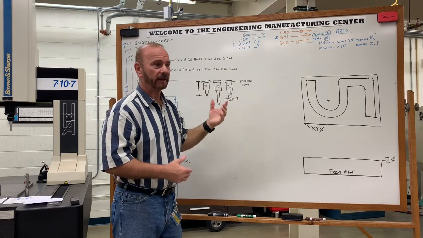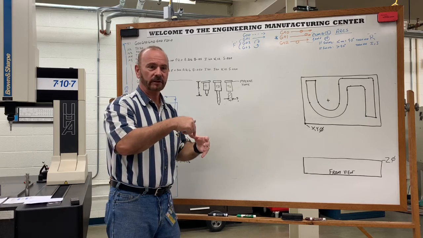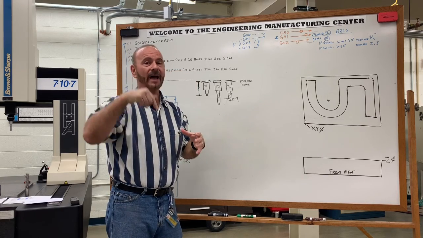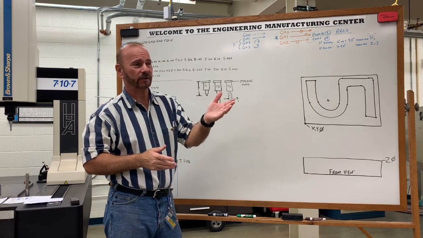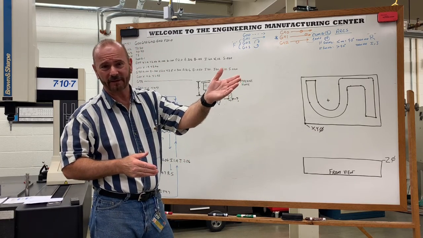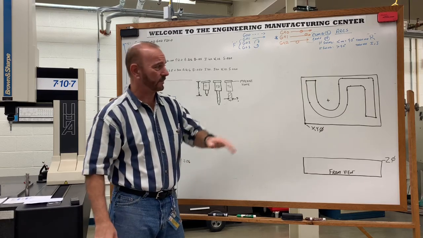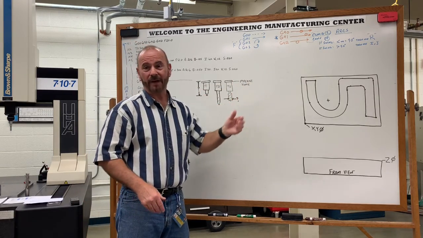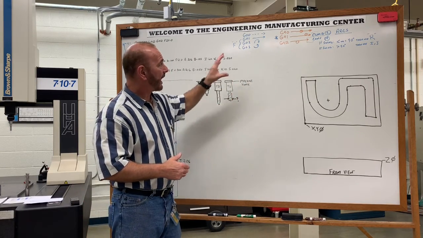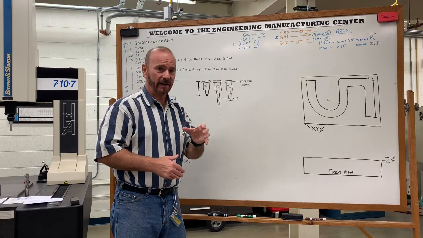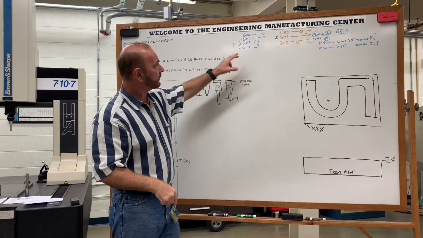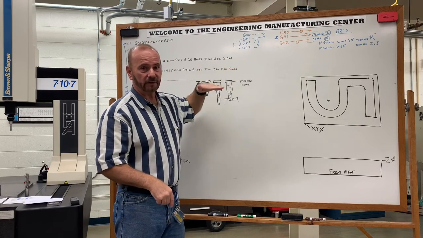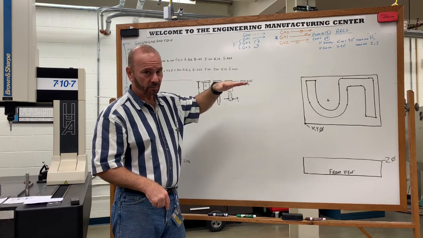G00 is rapid, and like I said, that moves the machine tool as fast as it can possibly go, and that varies depending on the machine. We have machines in this machine shop that can move just about 110 inches a minute, 590 inches a minute. Our lathe over there hits a little over 1,000 inches a minute. That is when the tool is not engaged in the material and you're just trying to get it from point A to point B.